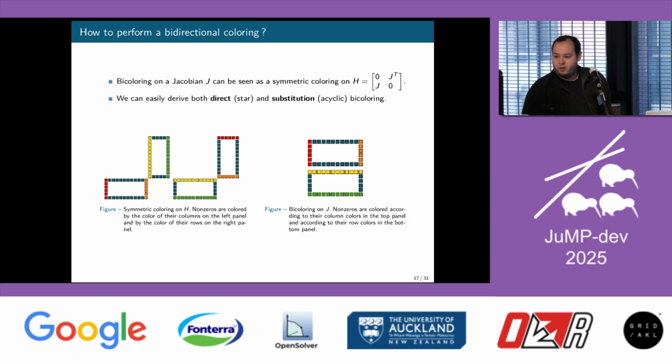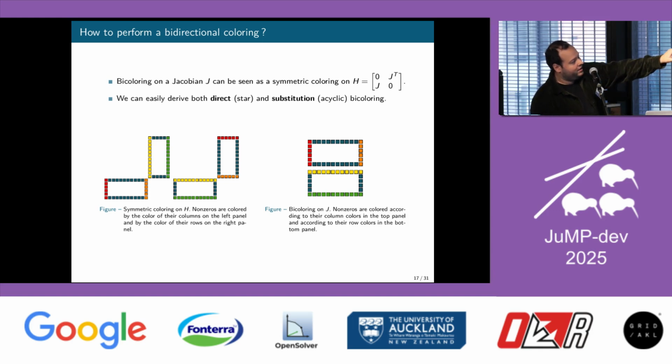So we create a symmetric matrix. We will directly create the symmetric matrix H equals [0, J transpose; J, 0]. And you can see that if you apply a symmetric coloring on this augmented matrix, you can directly recover bicoloring on it. That's very simple, but nobody thought of that before. And as long as we can do symmetric coloring on the augmented system, we can directly have the bicoloring on the Jacobian.